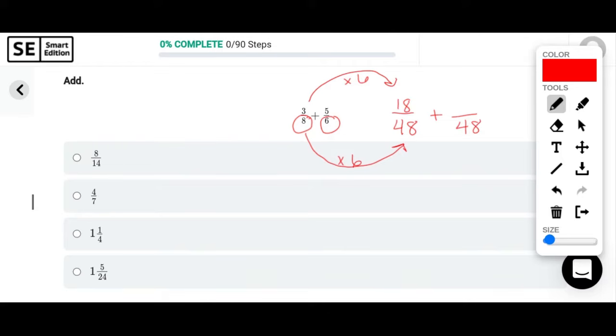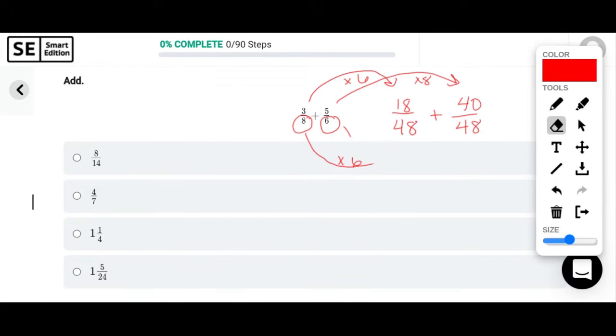Okay, now I have to do that for my second fraction. 6 times, we did times 8 here. So 5 times 8 is what we need for the top, which is 40. Okay, so now I have 18 48ths plus 40 48ths.